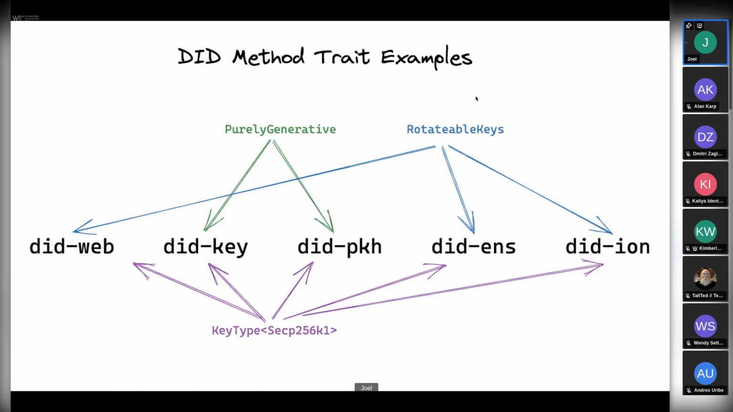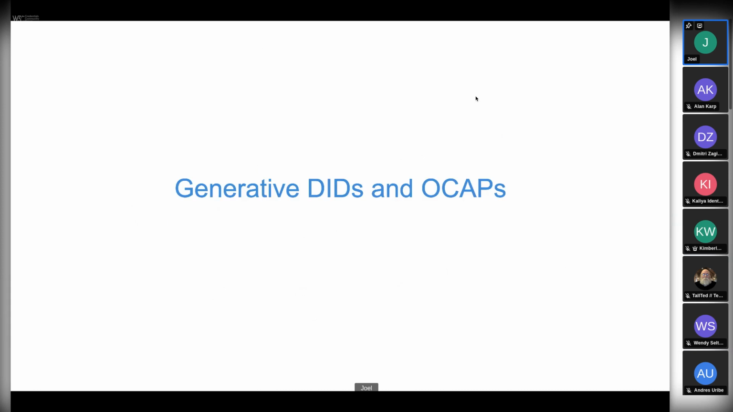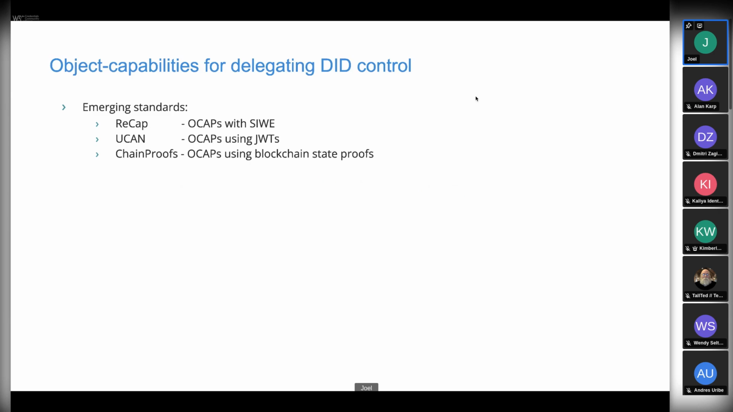But we actually want key rotation, right? We want the ability to revoke keys and to rotate keys. And this is where I think the combination of a generative DID paradigm with object capabilities becomes a really powerful way of having primitives that enable each other. So object capabilities can be used to delegate control over a DID in some sense. This is not a discussion of what object capabilities are in detail. I'm just going to talk about some of the things that I've been seeing in the space.